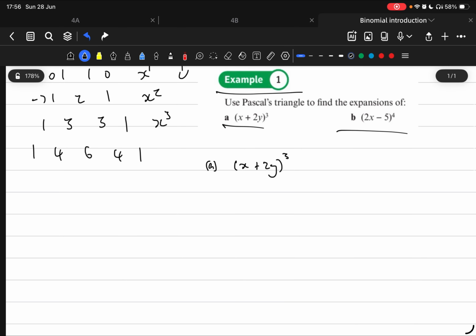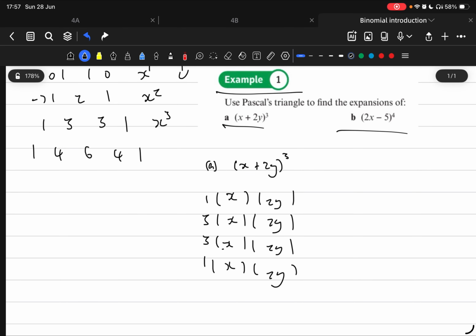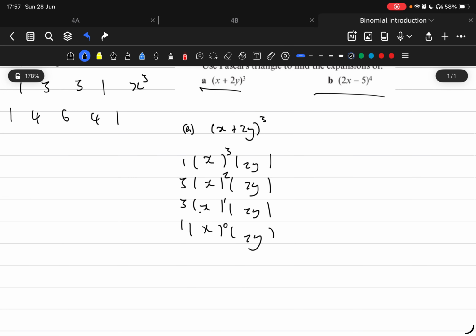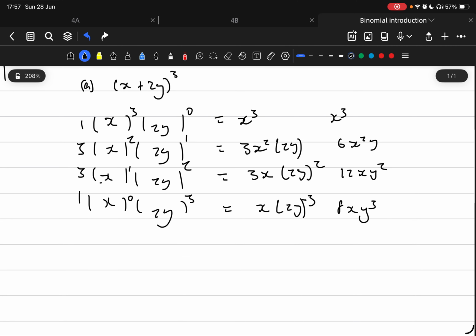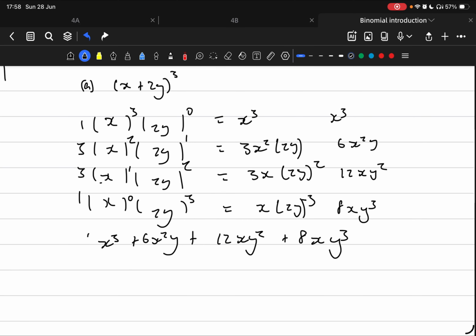So taking this row, I would always write a list like this: 1, 3, 3, 1. I'd open up pairs of brackets on either side, and it's very formulaic. There is not much problem solving to this. I put my x's into one side, my 2y's into the other, and if you understand how Pascal's triangle works, you just do this: powers of x go 3, 2, 1, 0, and powers of 2y go 0, 1, 2, 3. And then you just expand it. You put it all back together: x cubed, plus 6x squared y, plus 12xy squared, plus 8y cubed, and that would be our expansion.